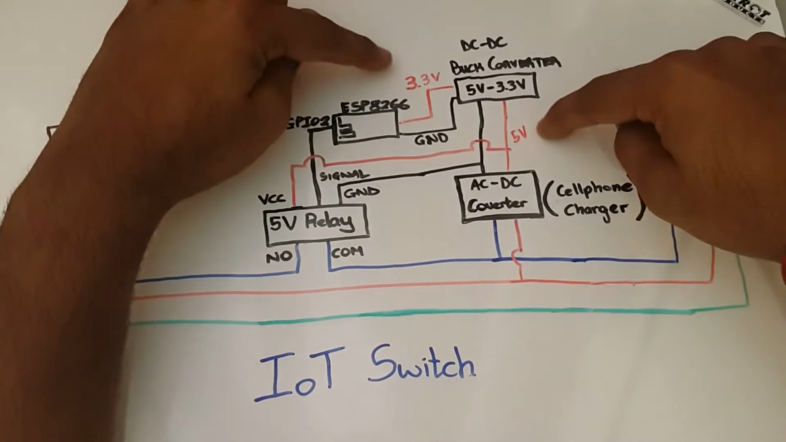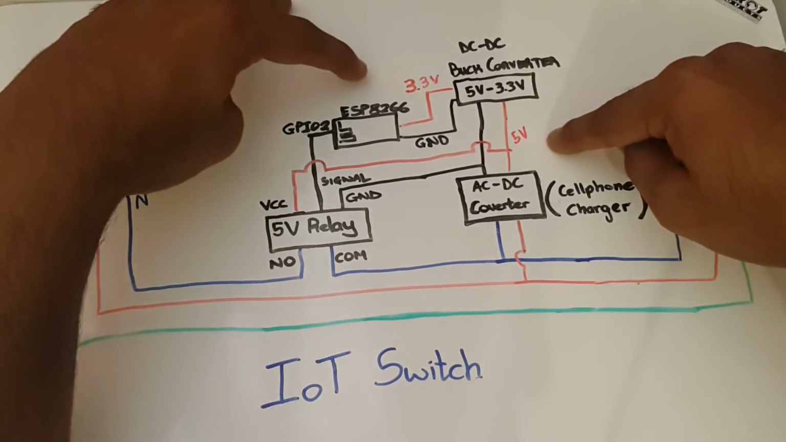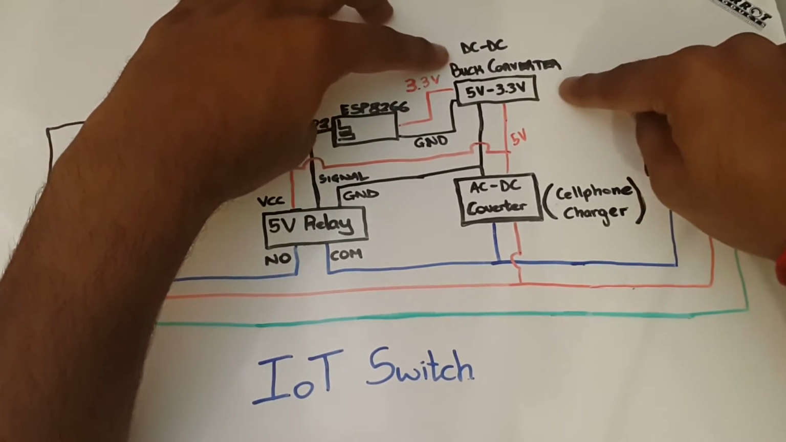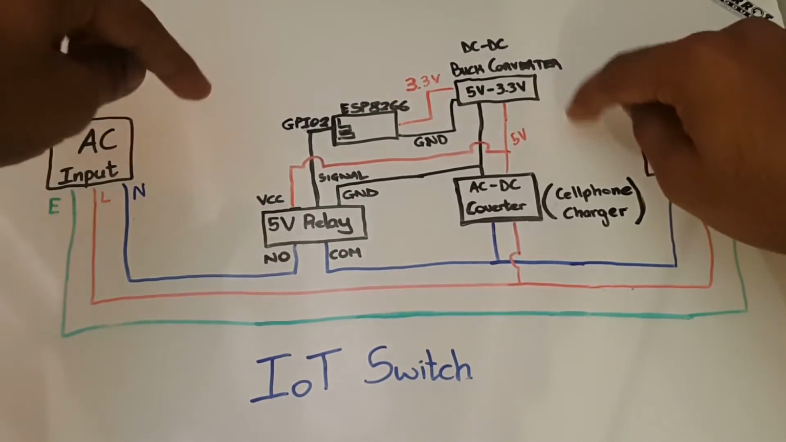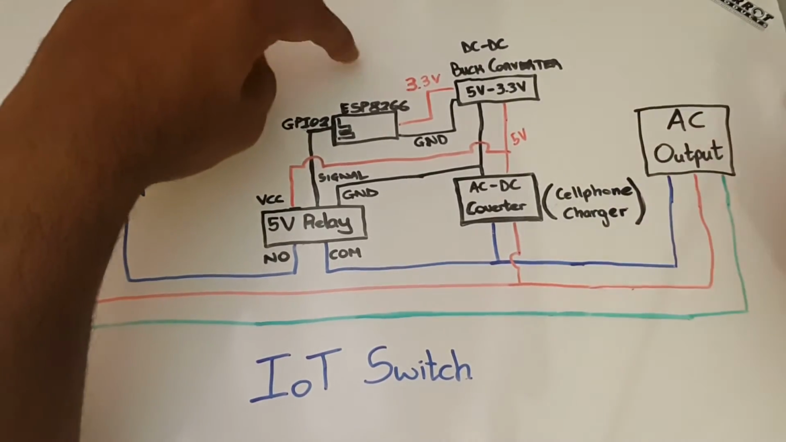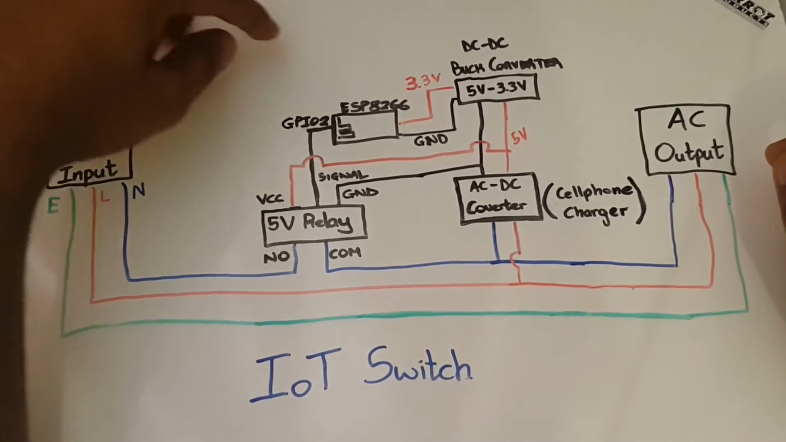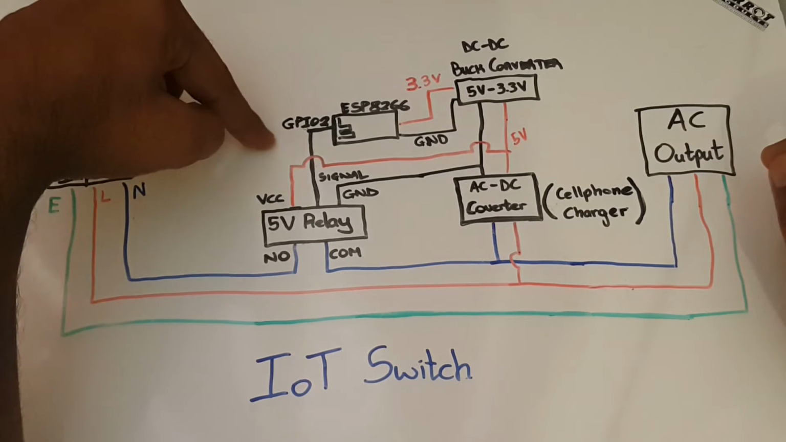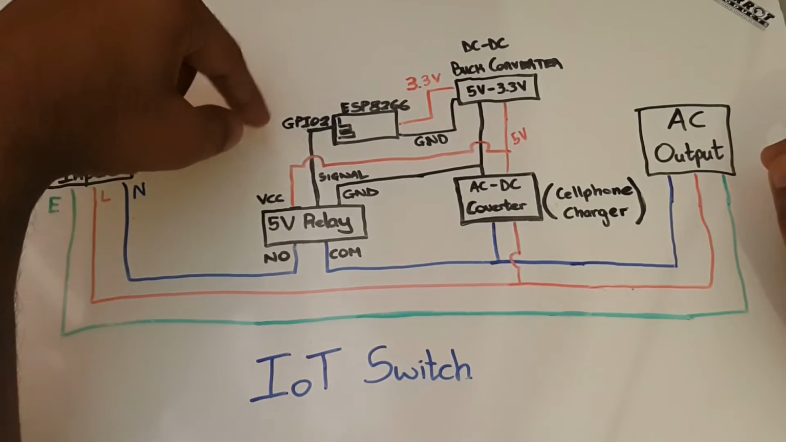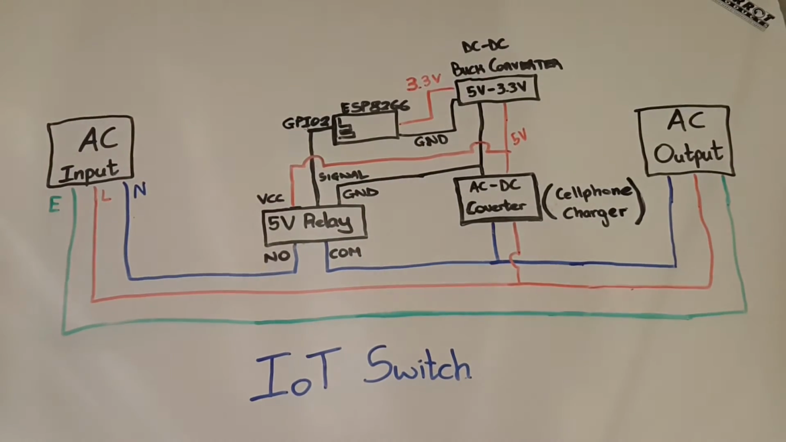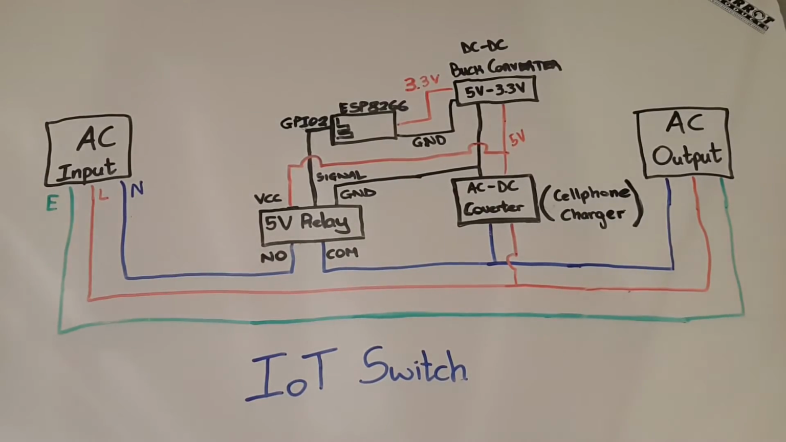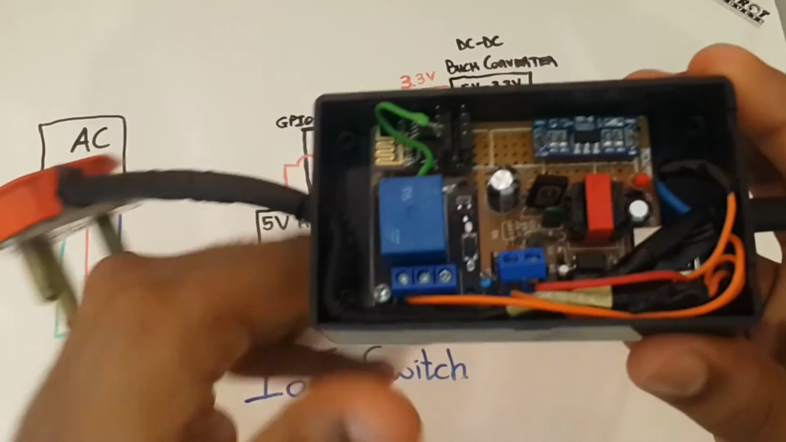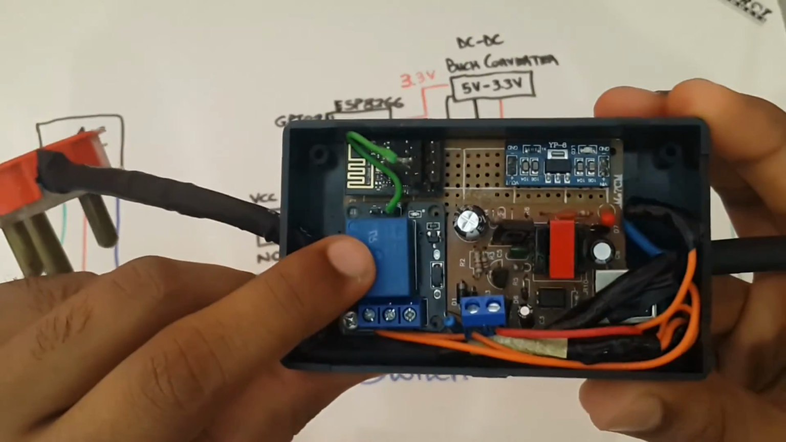Now I needed to convert this 5 volts to 3.3 because the ESP8266 requires 3.3 and not 5. So I used a DC to DC buck converter. What's going to produce the signal is GPIO pin 2. The software behind this is actually an application called Blink, but I'll show that in the demo just now. So having a look at the actual build, here I have the 5 volt relay.